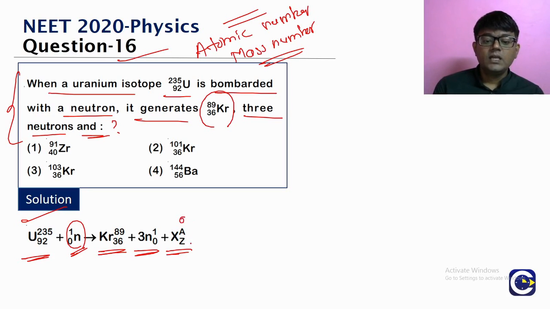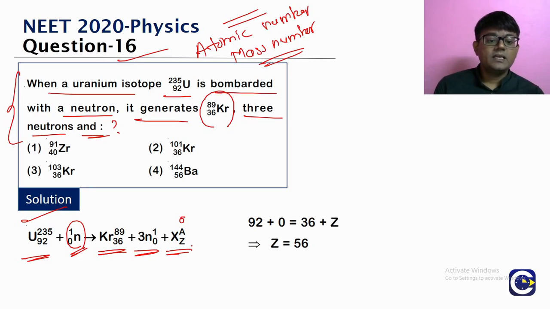X has got a mass number A, which is the general symbol for the mass number, and atomic number Z, which is the general symbol for the atomic number. Now what we are going to do, the law. What is the law? If you have any radioactive phenomena, the total mass number on the LHS is equal to the total mass number on the RHS. Total atomic number on the LHS is equal to total atomic number on the RHS.